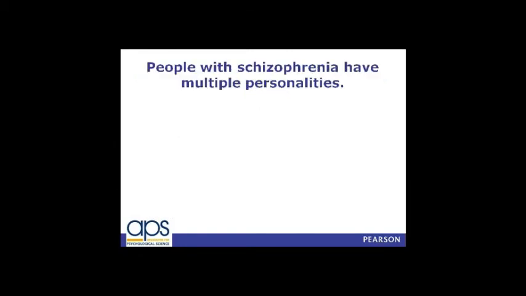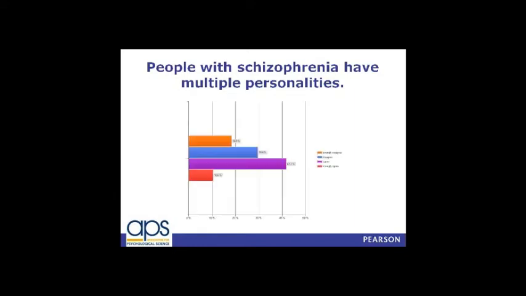People with schizophrenia have multiple personalities. And this is one we always deal with. And about half the students did agree that schizophrenia was the same thing as having multiple personalities. So there's a lot of information that comes from a survey like this. It's rich with information and very helpful, I think, to those of us who teach any psychology class, but probably especially the general psychology class.